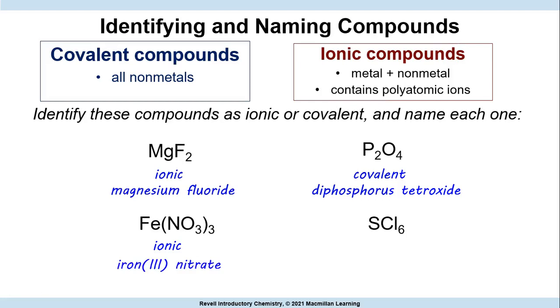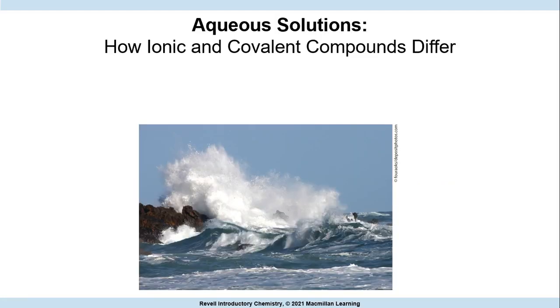Now, the last compound here is formed between sulfur and chlorine. That is a covalent compound, because sulfur is a non-metal, chlorine is a non-metal. So how do we name that compound? Sulfur hexachloride.